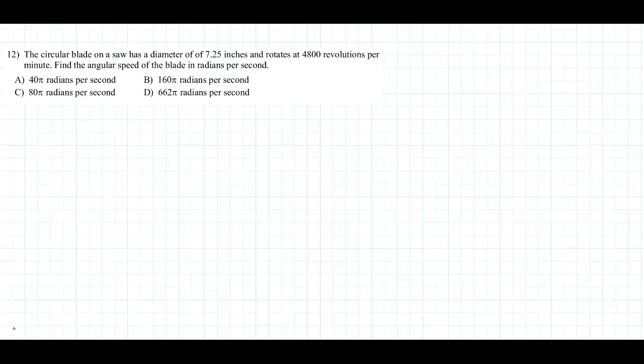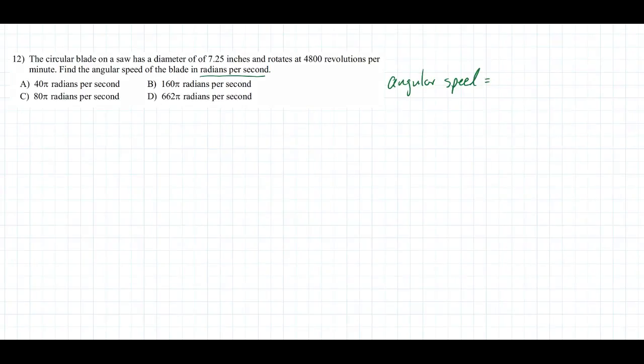The circular blade on a saw has a diameter of 7.25 inches and rotates at 4,800 revolutions per minute. Find the angular speed of the blade in radians per second. So we're probably going to have to do another conversion because we're in revolutions per minute and we want radians per second. So this one, angular speed, we talked about in class, was some central angle theta over some time. That's all it was. So we need to find the angle that we rotate and figure out how long it took us to do that.